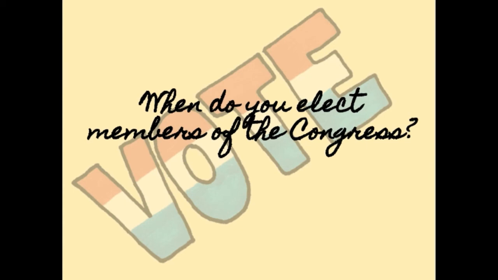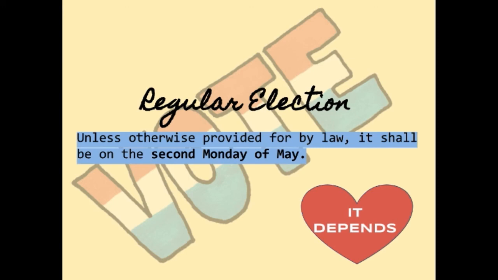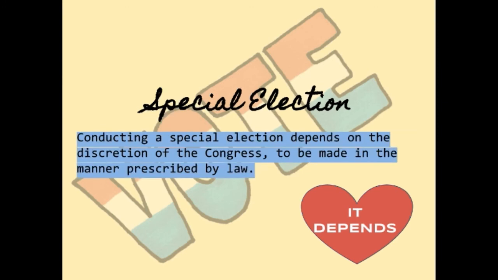Now, we should ask, when do we elect members of the Congress? The answer is that it depends. If it's a regular election, members of the Congress are elected on the 2nd Monday of May, and this holds true unless otherwise provided for by law. If it's a special election, it will depend upon the discretion of Congress, meaning it is not mandatory to fill in a vacancy, and it is up to the Congress to decide whether it will conduct a special election to fill in such vacancy. And such special election is to be made in the manner prescribed by law.